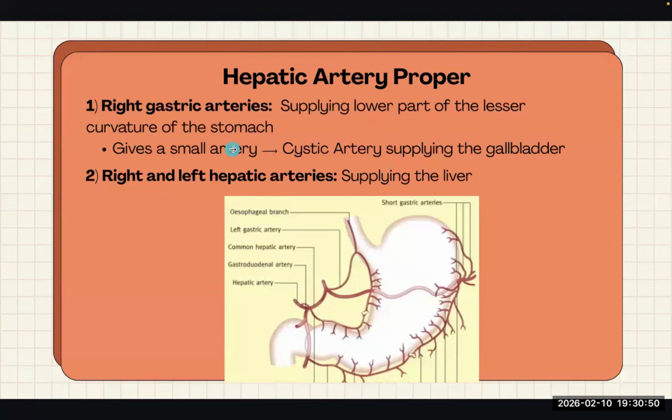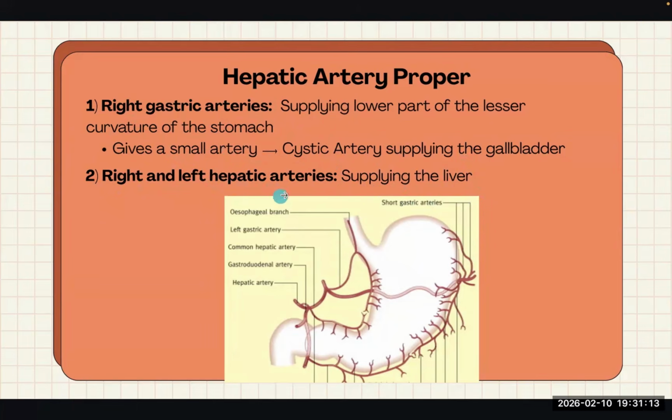Another thing I want you to keep in mind for the very end is the small artery that the right gastric gives, which is the cystic artery. The cystic artery supplies the gallbladder. Then we have the second one, the right and left hepatic arteries, which supply the liver. Easy?